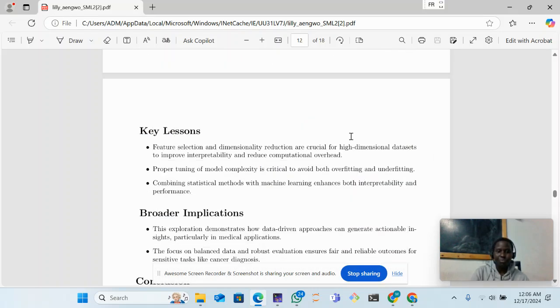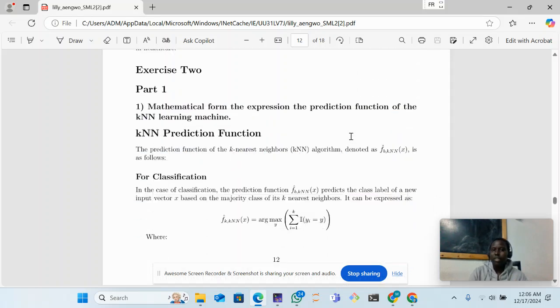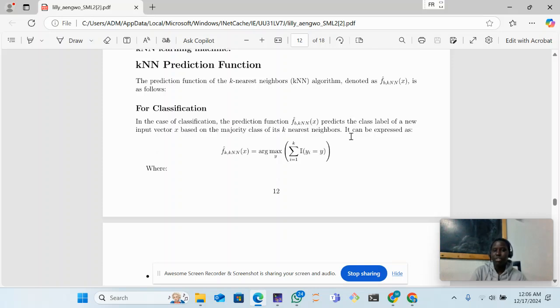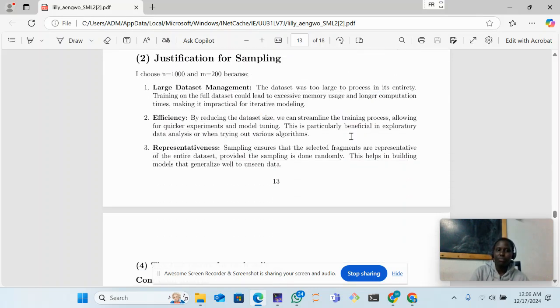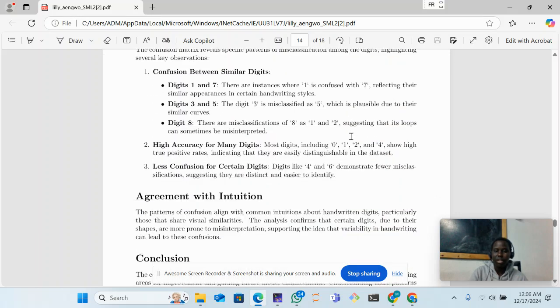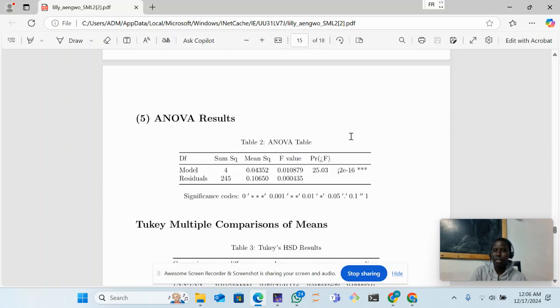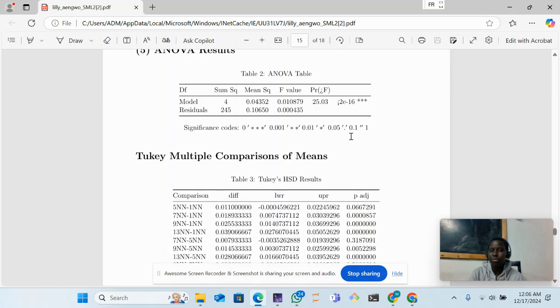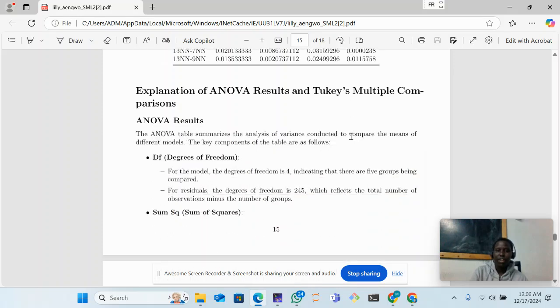I also did the mathematical expression for the prediction function, and this was the expression. And this was the confusion matrix which I came up with from an ANOVA, and we see that in my ANOVA there was significance because the p-value was less than 0.05.